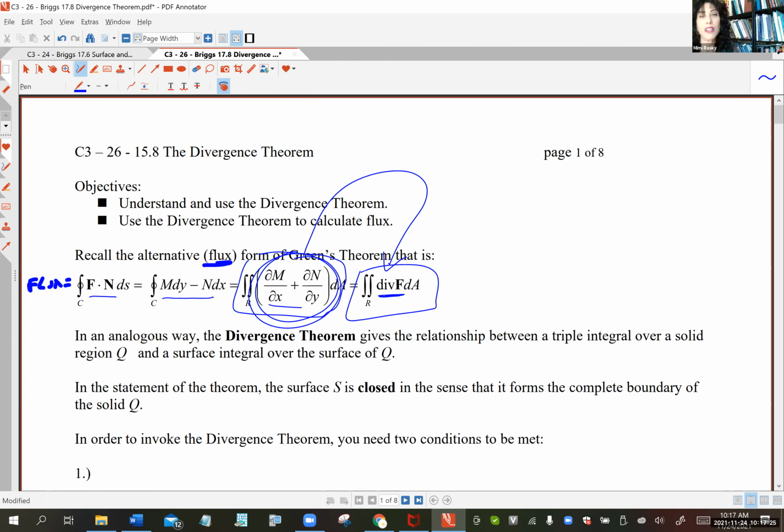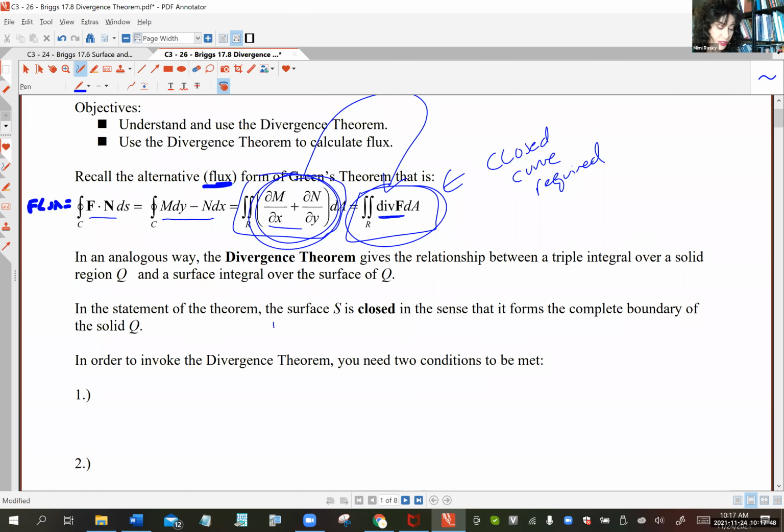Well, we already saw flux integrals from last time. So if you want to know the flux through a surface, use a flux integral. But what about a closed surface? Because Green's is only good through a closed curve. So what about a closed surface? We're going to look at that today. So a surface S is closed if it forms a complete boundary of some solid Q.